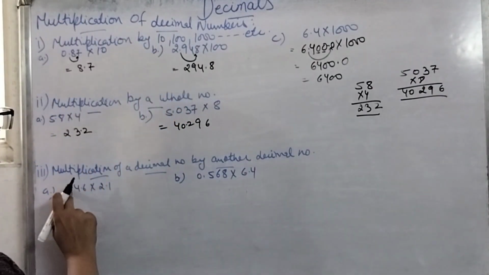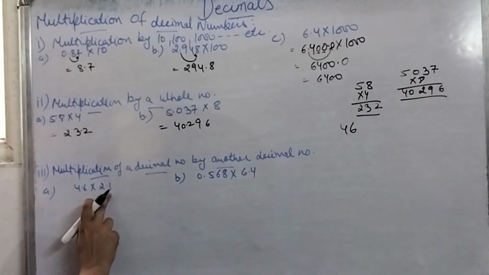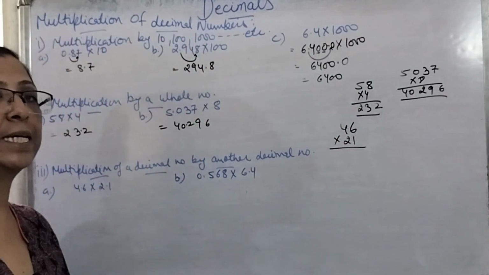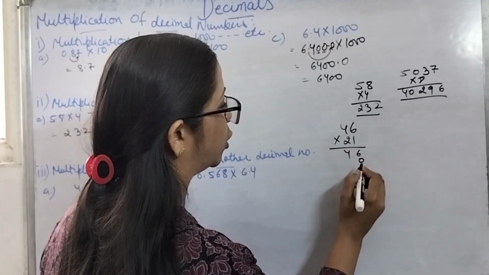So if we ignore the decimal over here, this number becomes 46. If we ignore the decimal over here, this number becomes 21. So we will simply be multiplying 46 and 21. 1 multiplied by 6 is 6, and for the next row we have taken a 0.